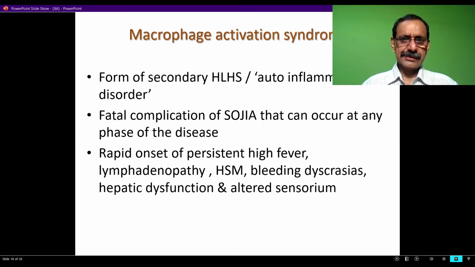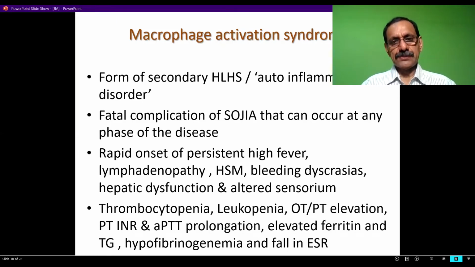So your fever was under control for some time, and now simply fever recurs and just refuses to come down. And lymphadenopathy comes back, hepatosplenomegaly comes back, the blood counts drop, there is hepatic dysfunction, thrombocytopenia, leukopenia, the liver enzymes are elevated, coagulation profile is deranged, and the fibrinogen drops, albumin drops, and most important for undergraduate, ESR drops.